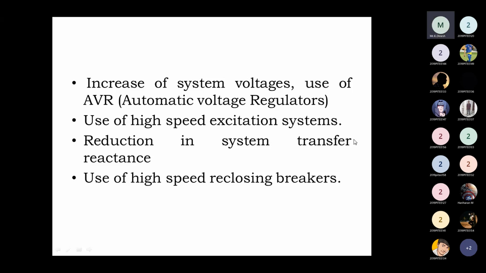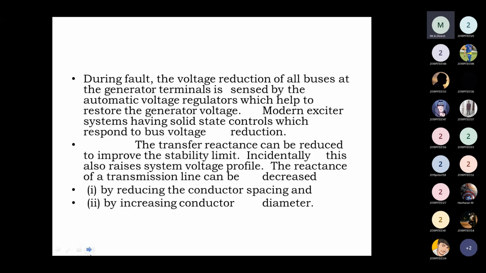The third is reduction of system reactance, and use of high speed reclosing breakers. So not mechanical, it is automatic, electronic breakers. During the fault, there is voltage reduction at all buses of the generator. The automatic voltage regulator senses your fault, what kind of fault it is, and enables or restores your generator voltage.